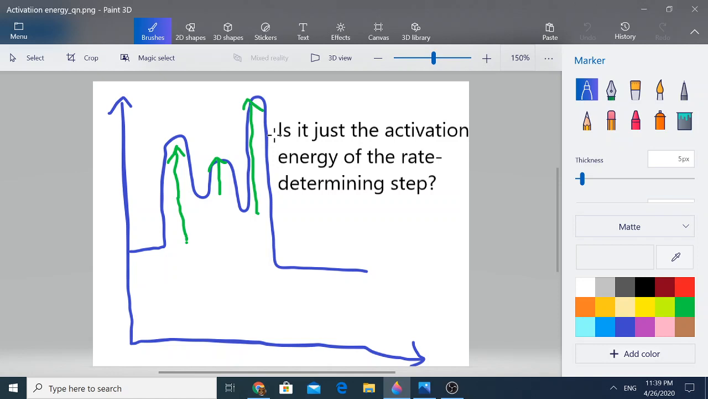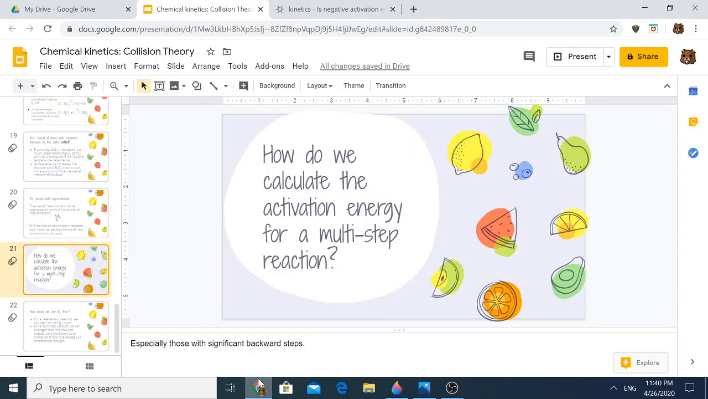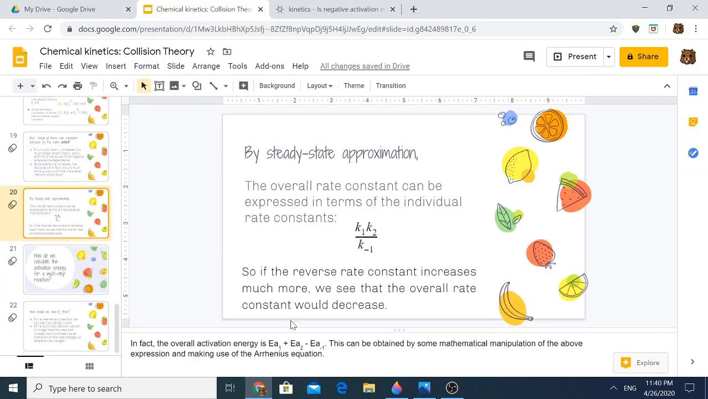But can we say that the activation energy for this entire reaction is just this tall green arrow? Now the answer is no, it cannot. The activation energy for the entire overall reaction needs to be expressed in terms of the activation energies of not just the forward steps but also that of the reverse steps, as we can see in this expression. For even just this simple two-step mechanism of oxidation of nitric oxide, the activation energy needs to be expressed not just in terms of the activation energies of the forward steps but also of the reverse step, which is in this case very significant.